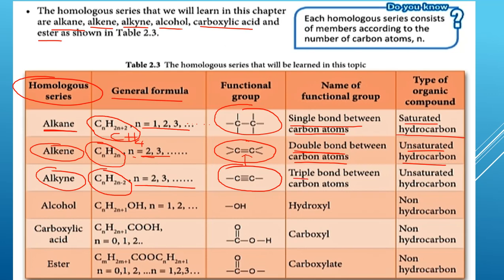So dia ada triple bonds between the carbon atoms. Okay, types of organic compound is unsaturated hydrocarbon also.